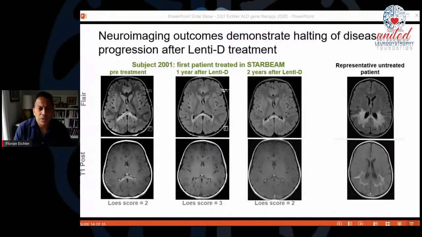Contrast enhancement resolved in the vast majority of the cases, as you can see here in the bottom graph, and this is markedly different from what you would see in the untreated condition, where there's usually a garland of contrast enhancement. And concurrently with that, there was a stabilization of the lesion, again, very different from the untreated condition. Next slide.